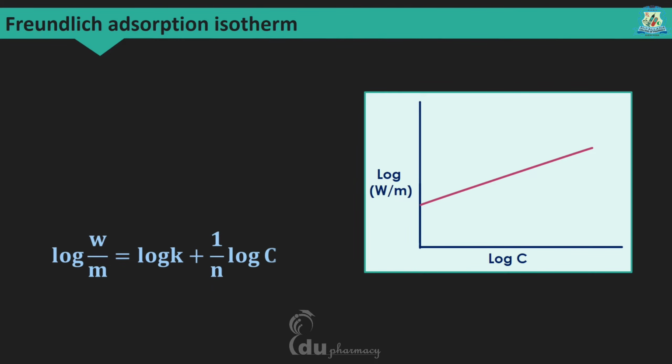Now the equation becomes log W by M is equal to log K plus 1 upon N multiplied by log C. Extrapolating the line, the intercept on the y-axis gives the value of log K, and the slope of the line gives the value of 1 upon N. So Freundlich constant K is found by the intercept, and Freundlich constant N is the reciprocal of the slope value.